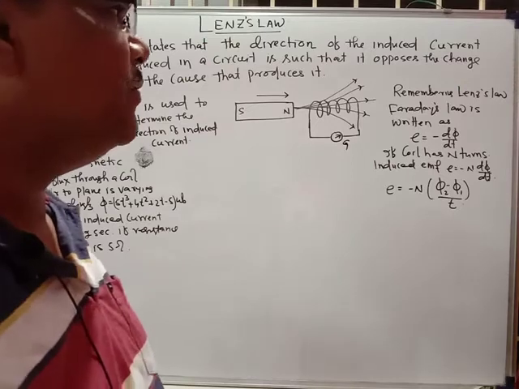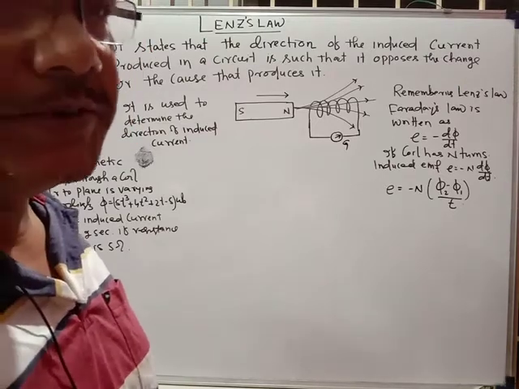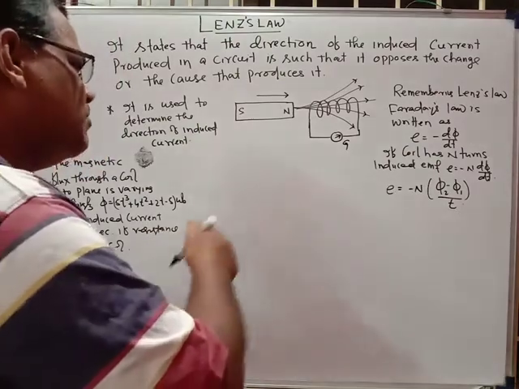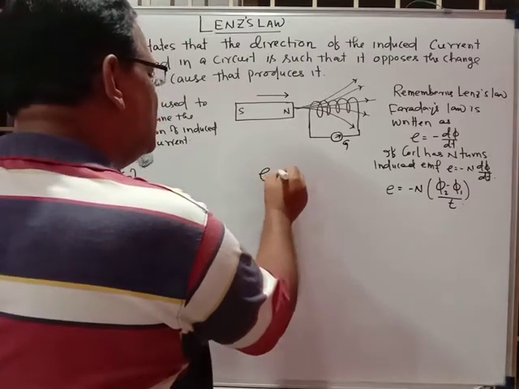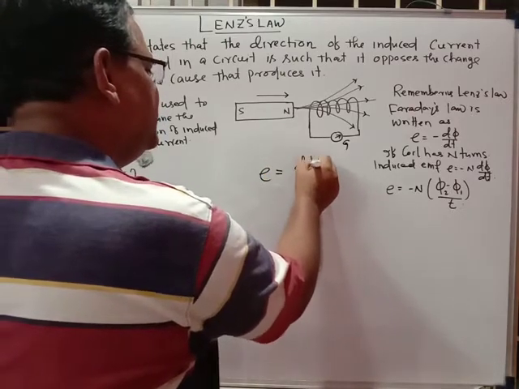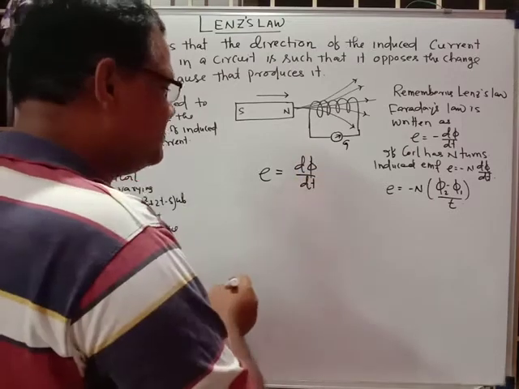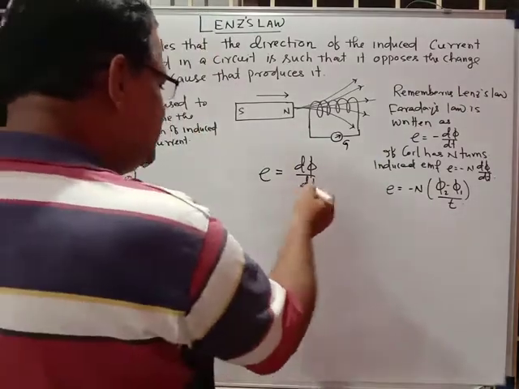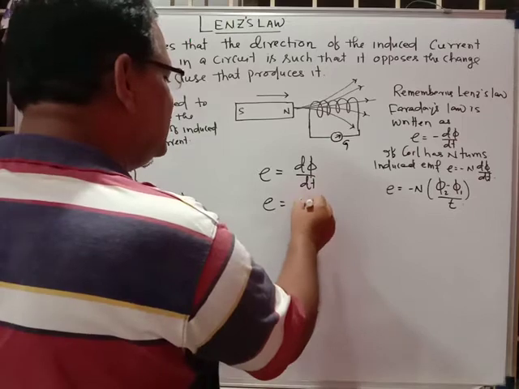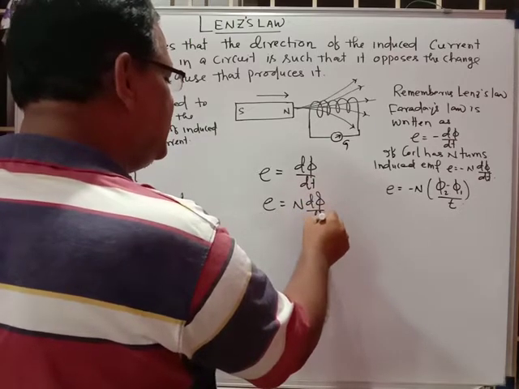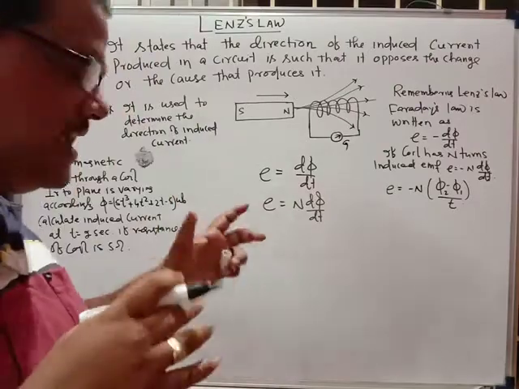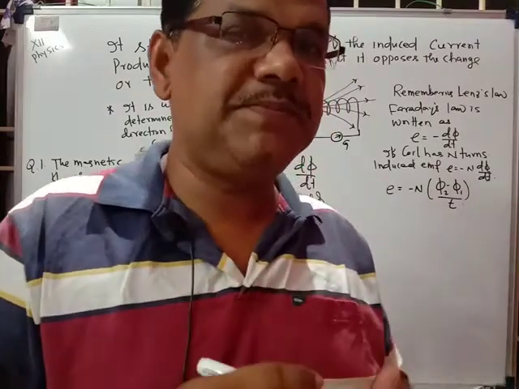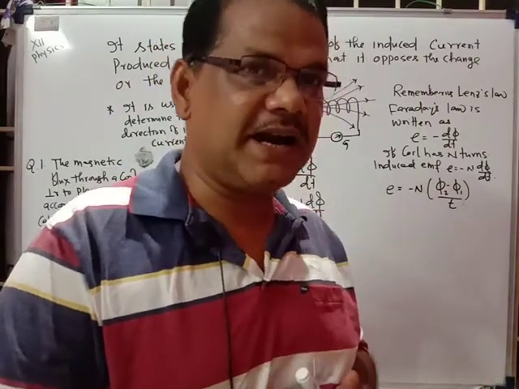So from Faraday's law we get that the magnitude of induced EMF is directly proportional to the rate of change of magnetic flux linked to the coil. So E equals d phi by dt, where d phi by dt is the rate of change of magnetic flux linked to the coil. And if the coil has n number of turns, it becomes n d phi by dt. It gives the magnitude, how much induced EMF and induced current is produced, which can be calculated with the help of Faraday's laws.